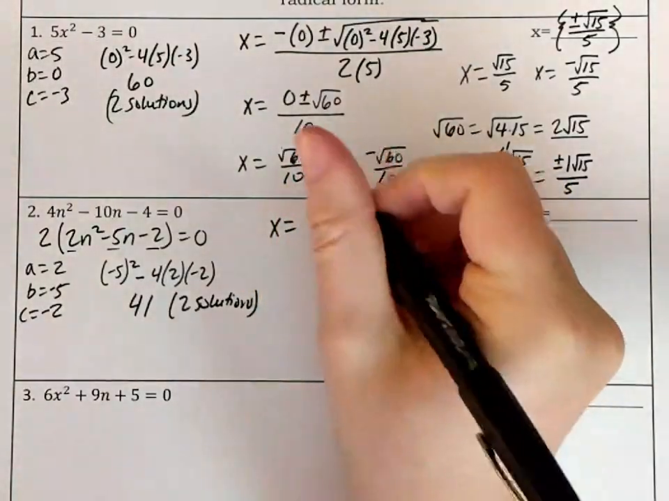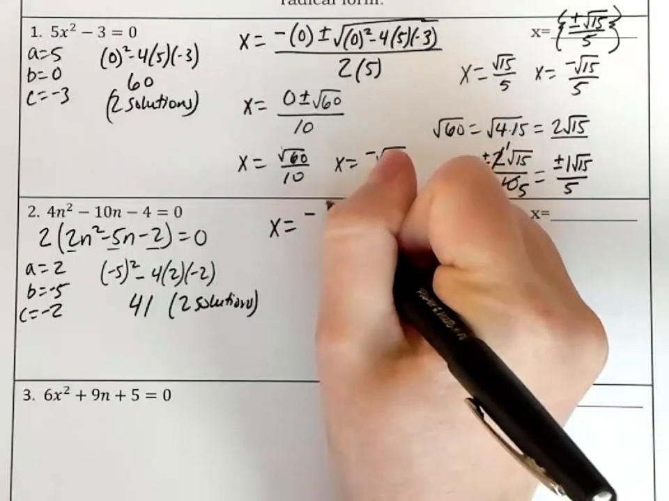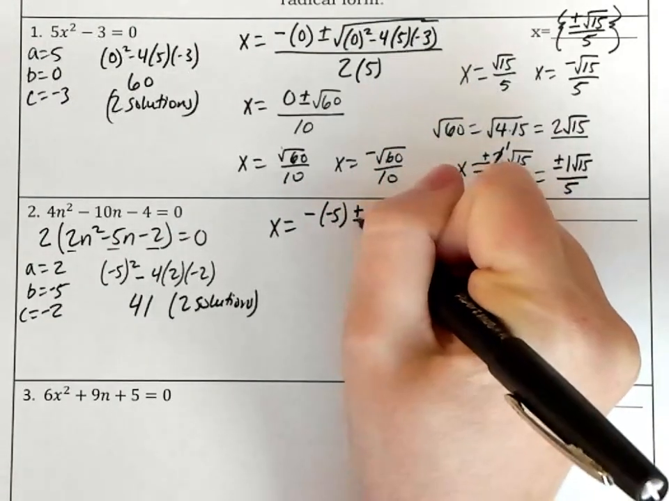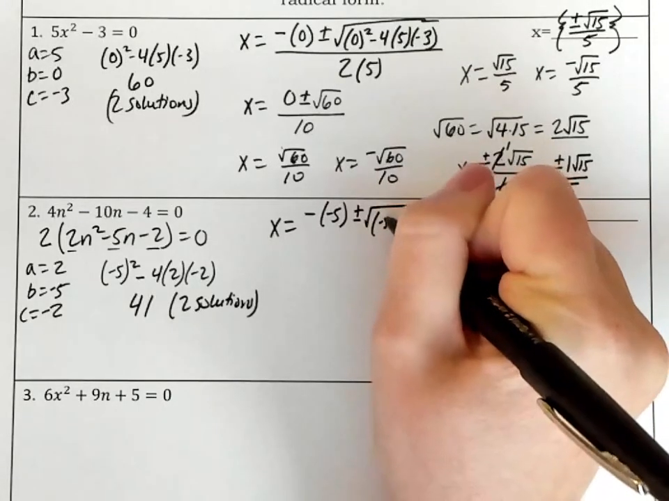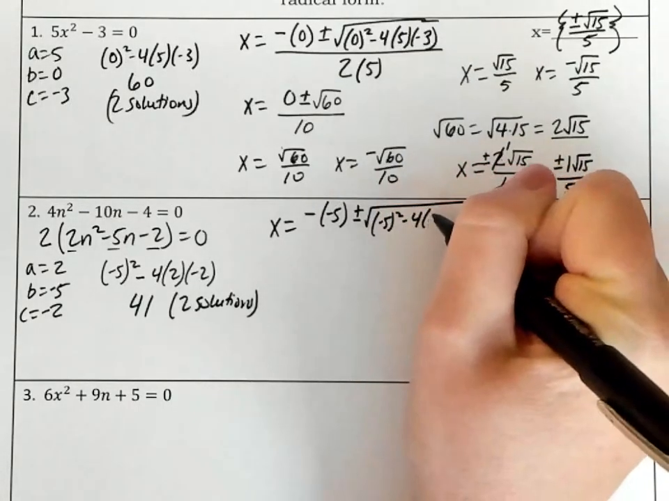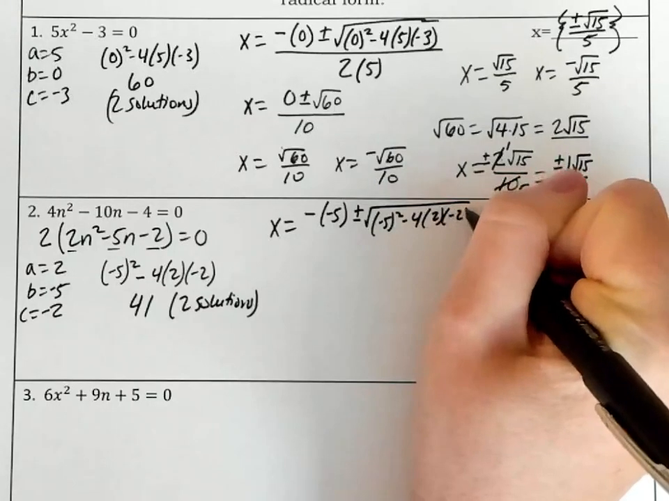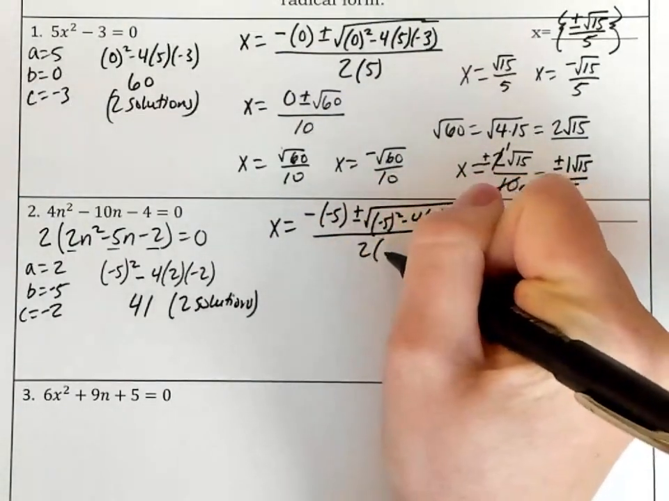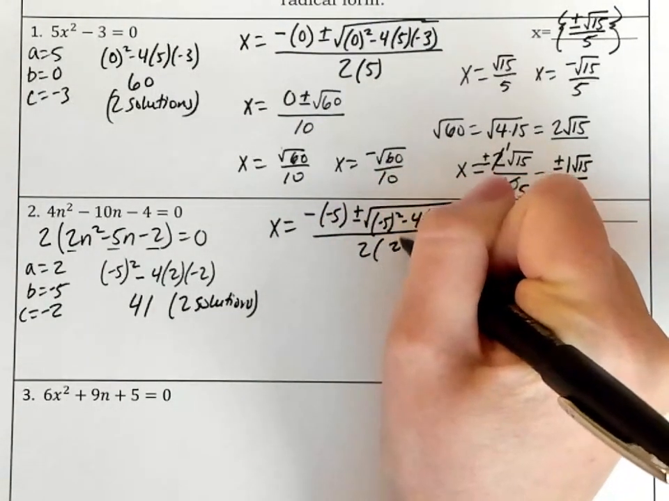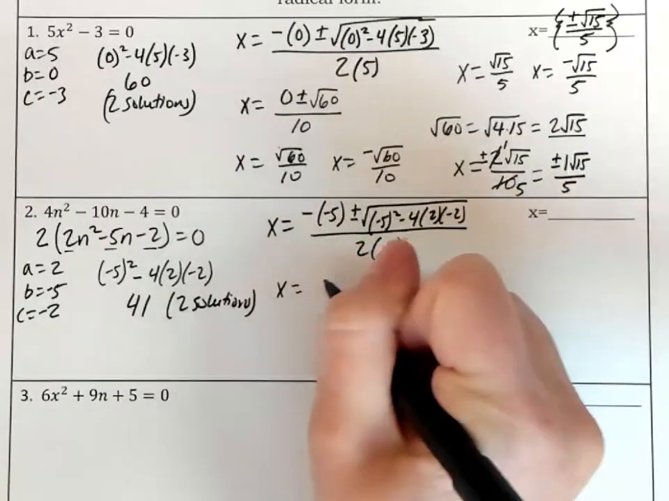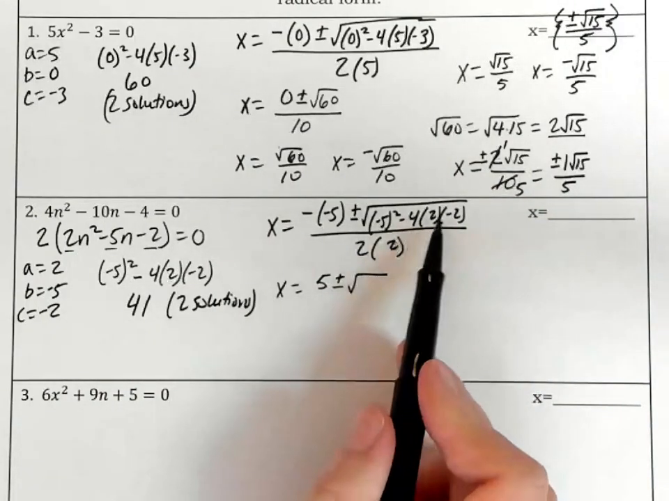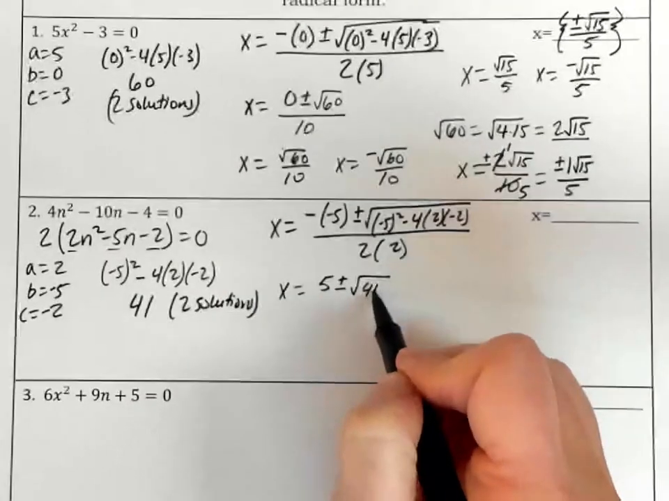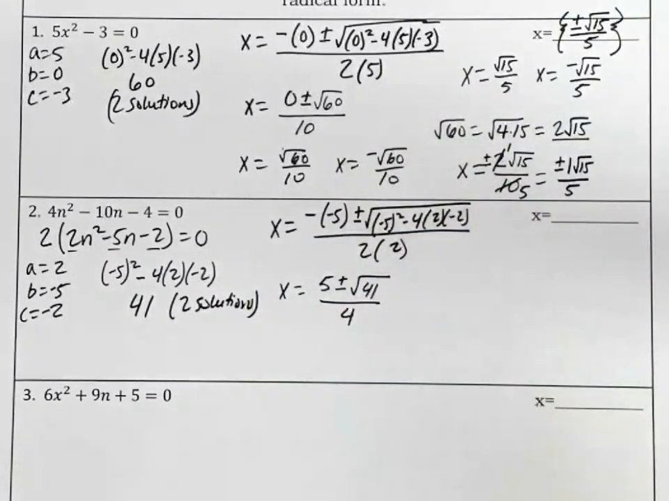So x is going to be equal to negative b, which in this case is negative 5, plus or minus the square root of b squared, negative 5 squared, minus 4 times a times c, divided by 2 times a. So when I simplify this, I have a 5 plus or minus the square root of, and all of this simplified was 41 divided by 4.